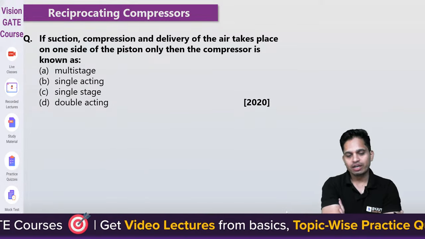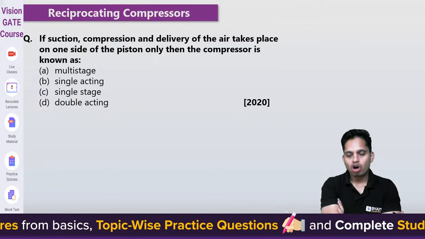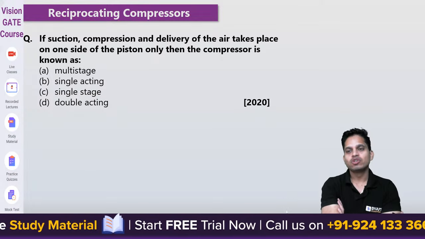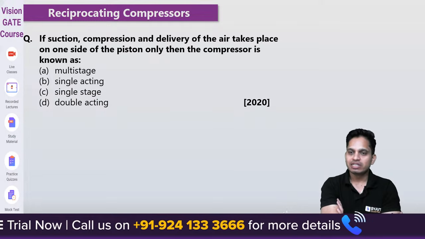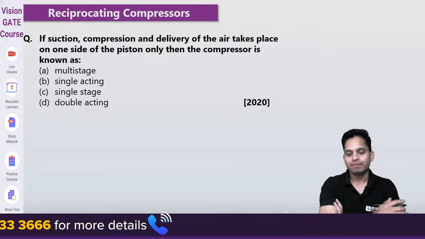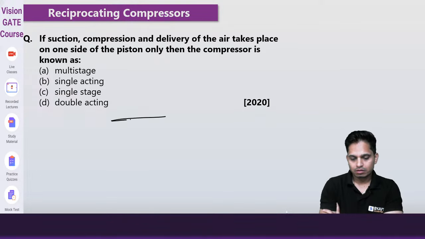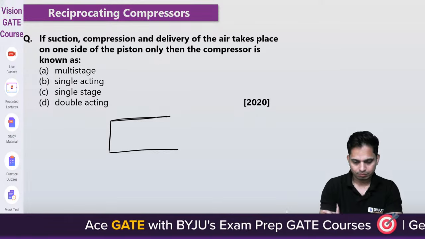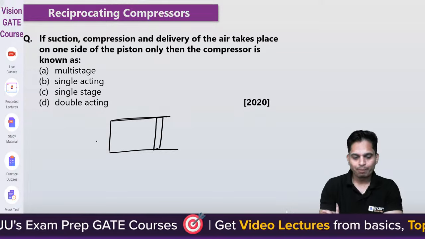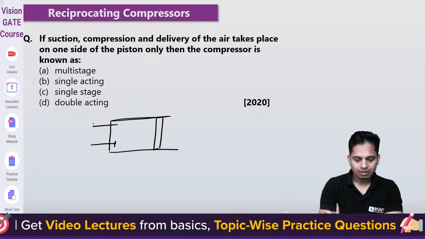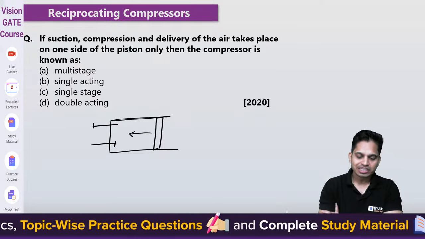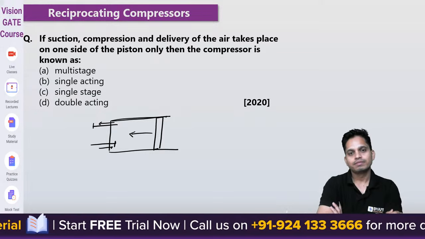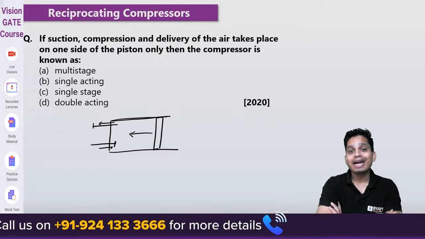Next, in suction, compression and delivery of the air takes place on one side of the piston, only then the compressor is known as. What do you call the compressor in which suction, compression, delivery only happens on one side? If this is your piston, the piston will move like this. Suction will only happen here, compression will happen, delivery will happen like this. So this will be called a single acting compressor.